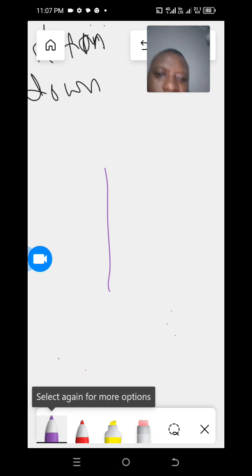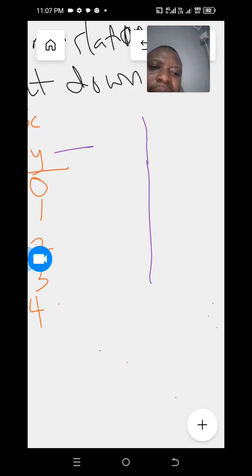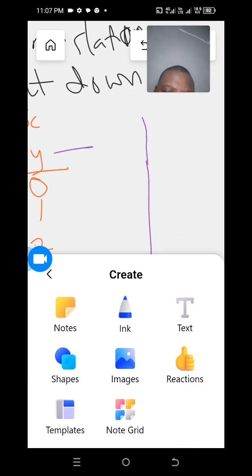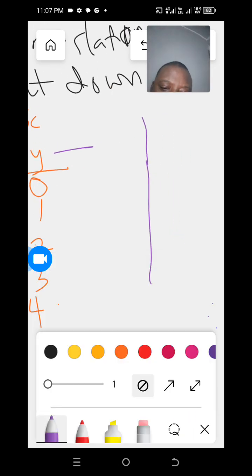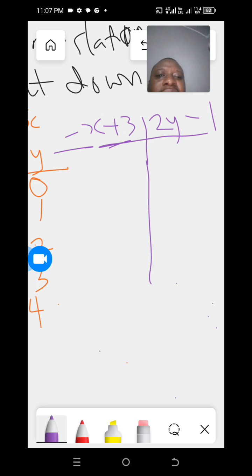So let's continue. I need to first write the mapping rule. The mapping rule for the x again. So we have minus x plus 3, and this guy is 2y minus 1. I think it's better like this. So let us try to get the values from us.